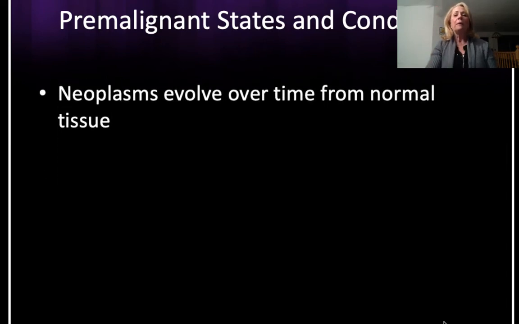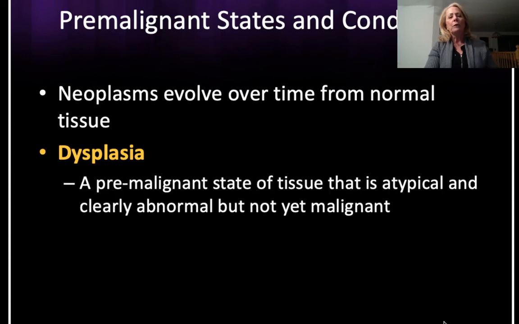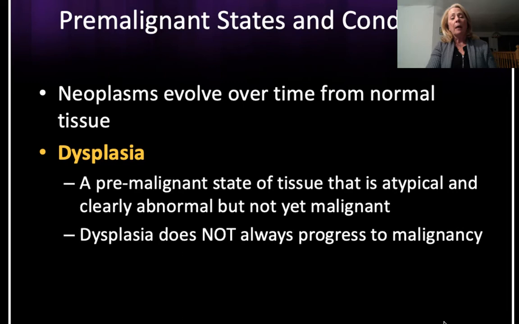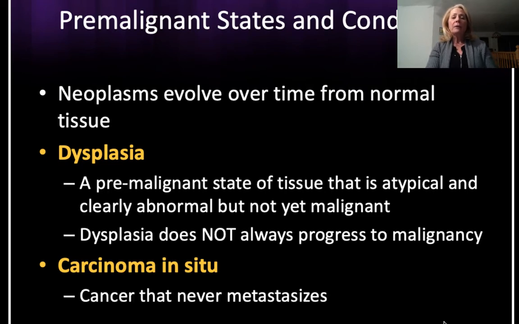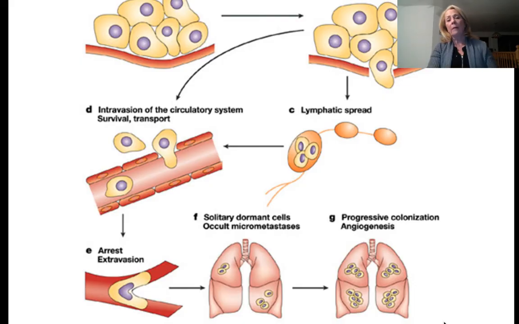So we talked before about neoplasms and that they evolve from normal tissues. And dysplasia can occur first, but dysplasia is a pre-malignant state. So the tissues don't exactly look normal, but they're not yet malignant. Now, the other thing is that dysplastic cells don't have to become malignant, and they can regress and become normal again. Then you have carcinoma in situ, and this is where the cancer never goes beyond the basement membrane or never metastasizes into the lymphatic system and the bloodstream.